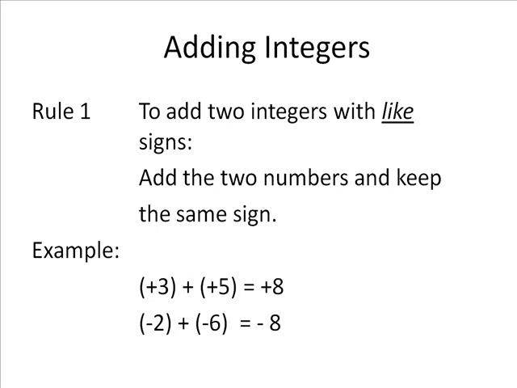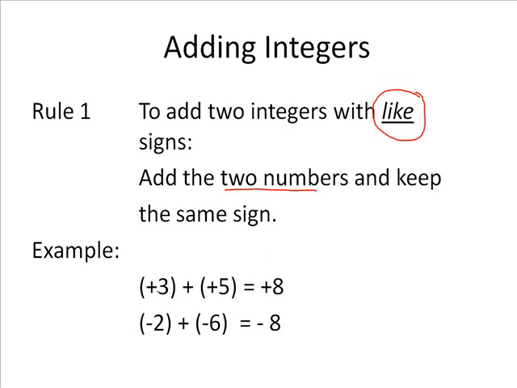When you're adding integers, there are two different situations you might encounter. The first is when you're adding integers with the same sign, or with like signs. If that is the situation, what you want to do is first add together the absolute value of the two numbers, and then give your answer the same sign that the digits in your question had.